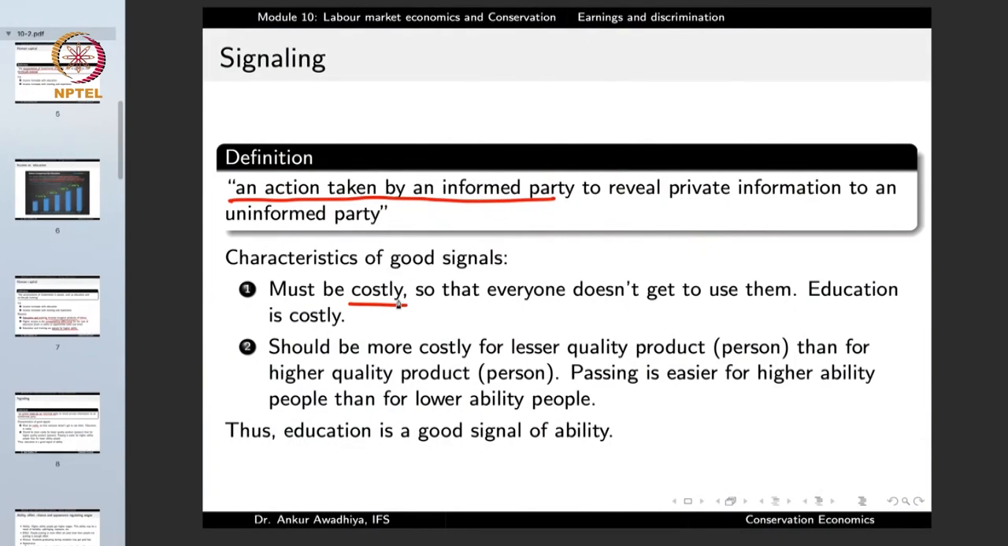And education is costly. And secondly, signaling will only work when it is more costly for the lesser quality product than for the higher quality product. Which means that if one person listens to Jagjit Singh and the other listens to Kishore Kumar, there is no difference between these two people in terms of their abilities. Whereas in the case of education, if somebody says that I was able to secure this grade at this institution, a person can very easily make out that doing this was difficult for a person with lesser ability, but easier for a person with higher ability. So passing is easier for a person who is hardworking or intelligent or diligent. But passing is more difficult for a person who is, say, lazy or unintelligent.